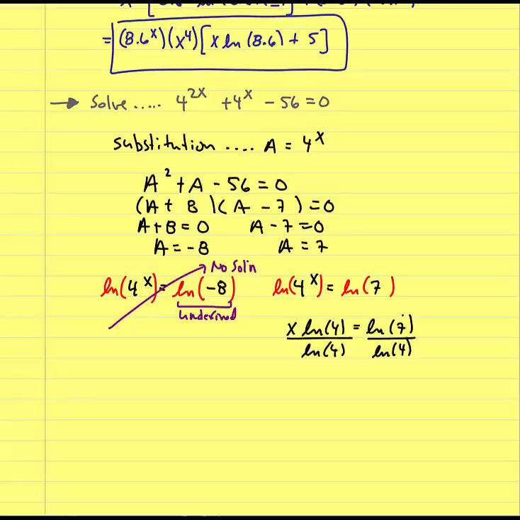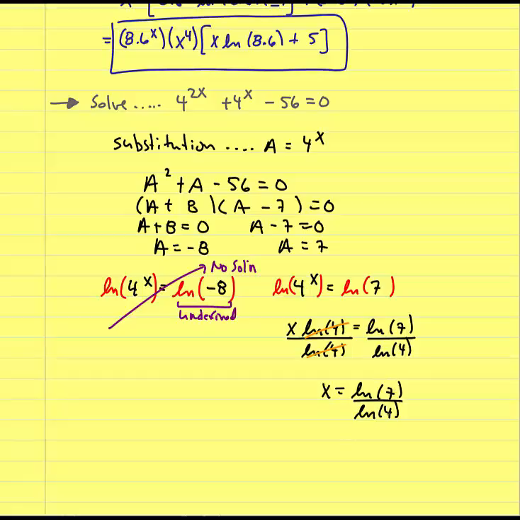And then when we divide, I get x equals ln of 7 over ln of 4 as my solution. Now, we need to keep looking at this and simplifying it if possible. I don't see anything that will cancel. I don't see anything that can simplify.